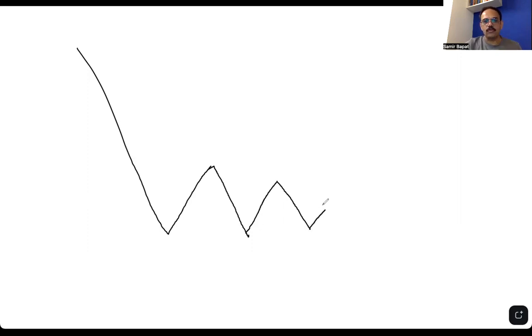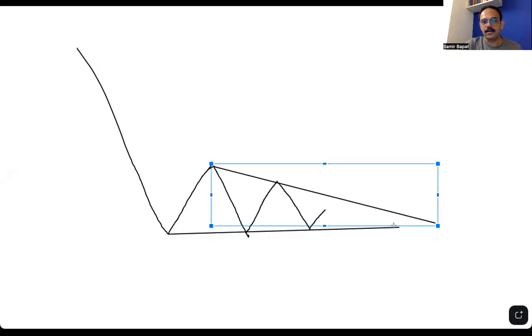Okay, now here you have to see, if you join the bottoms, this line is flat. And if we join the tops, then the top is in declining mode. So this is the flat line. So this is a triangle. So it will make a triangle. So we join the top.